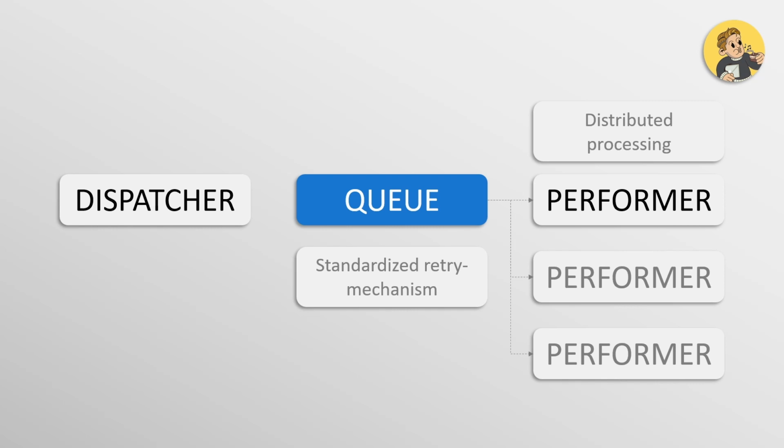The second advantage is that we can process the items in a distributed way, meaning that if we have more than one robot, several robots can work on the same queue at the same time.